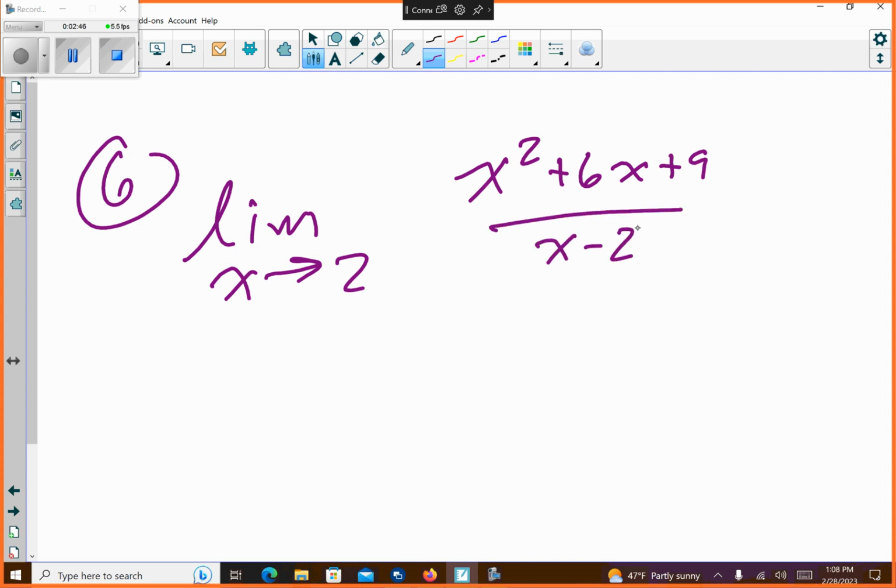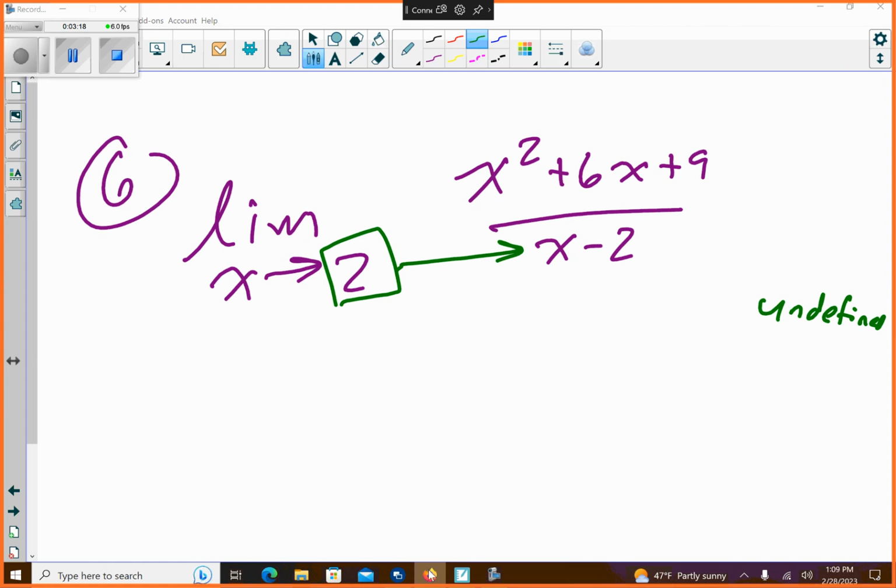All right. So this particular function, we want this to go to 2. What happens if I plug 2 into the bottom? 0. So it's undefined if I directly plug it in. Okay? So there's got to be a different way that we can approach this. So let's take a look at what the graph looks like, see if it tells us anything different.